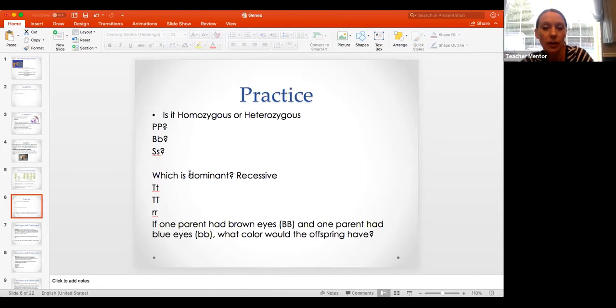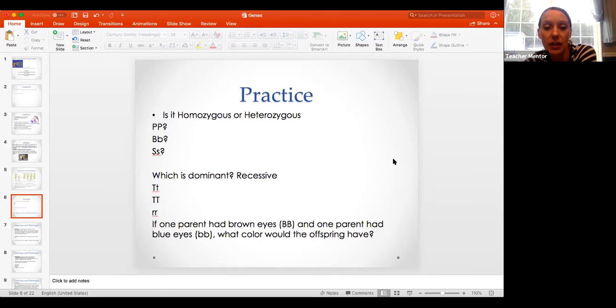Changing that question up here, which is dominant, which is recessive? If we have capital T and lowercase t, which one's gonna be the dominant allele? Got it, capital T. So capital letters represent the dominant trait, okay? With this one, these would both be two capitals, so two dominant, lowercase r's, two lowercase r's, recessive, okay?